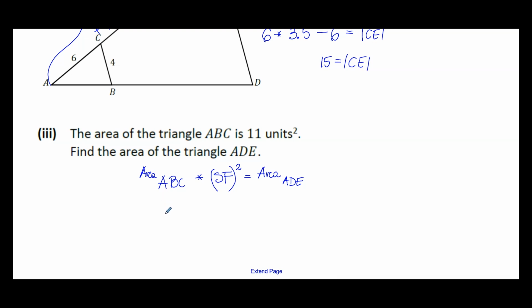So let's replace that with numbers. The area of the small triangle is 11, multiplied by scale factor 3.5 taken to the power of 2, and when we put that in the calculator and press equal, we get 134.75 units squared. So that's how we get the area.